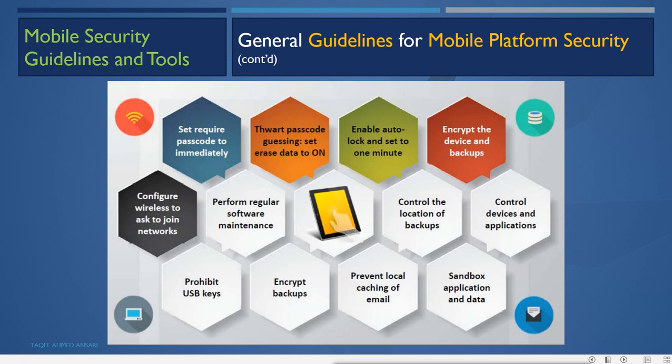Enable auto lock and set to 1 minute, encrypt the device and backup, configure wireless to ask to join network, perform regular software maintenance, prohibit user USB key, encrypt backup, prevent local caching of email, control the location of backups, sandbox application and data, and control devices and applications.